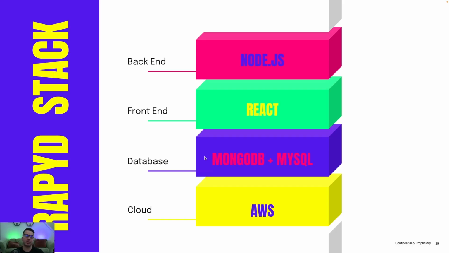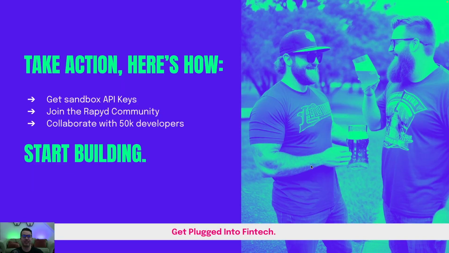Here is an oversimplified snapshot of the Rapyd stack. This is just a snapshot of how you could get started. There are a lot of backend services on top of this, but of course it leverages AWS, and then MongoDB and MySQL as databases. The front end is React. We have tons of React developers building out our client portal and the services in the back end using Node.js. So again, a super simple snapshot.